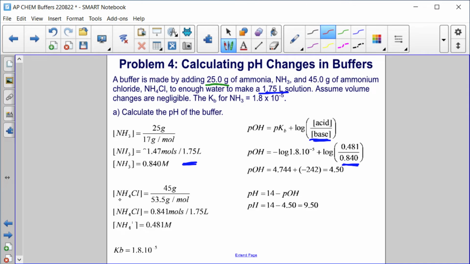So over here for base, you see 0.840. The acid, which comes from the ammonium chloride, NH4Cl, we have 45 grams of it. The molar mass is 53.5 grams per mole, which is 0.841 moles in 1.75 liters, gives me a concentration of 0.481 molar acid, which you see reflected here. We're told that the Kb is 1.8 times 10 to the minus 5, so we can substitute that here for Kb. The rest of this is just a calculation that we're very familiar with. We find the pOH and then the pH to be 9.5.